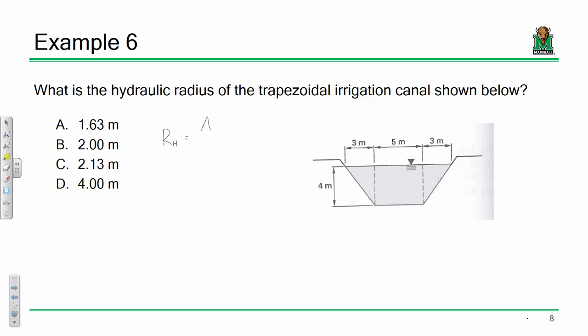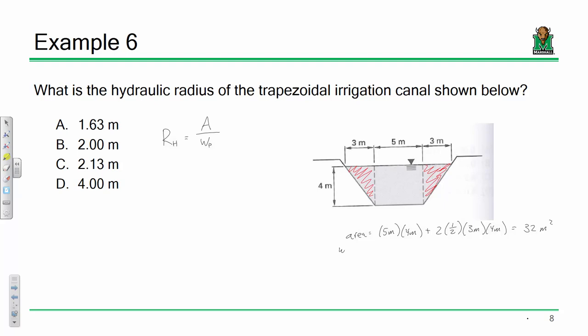So here's what I'm going to do. We're going to take the area of this, the area of this, and then the area of that box and add it up. So what's the area? Well, it's 5 meters times 4 meters plus 2 times 1/2 times 3 meters times 4 meters. And so what's that come out to be? That's 20, that's 12, what's that, 32?